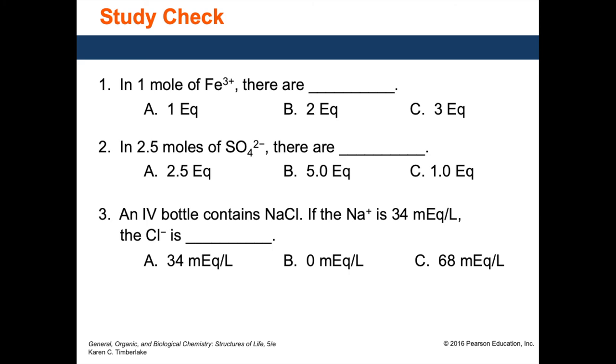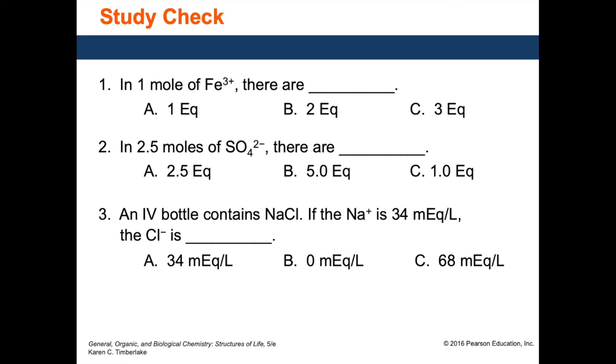Okay, so we have 1 mole of iron 3 plus. How many equivalents are there? Remember, to find out the answer to this, you've got to take the charge on your ion and multiply it by the number of moles, which in this case is 1. So your answer is 3 equivalents. Take a second and try the next two before I show the answer. Feel free to pause this video if you need some time to think about it.